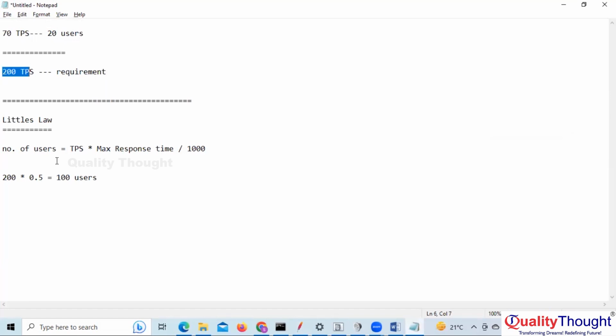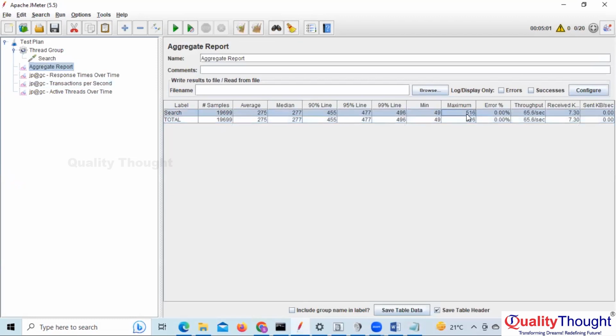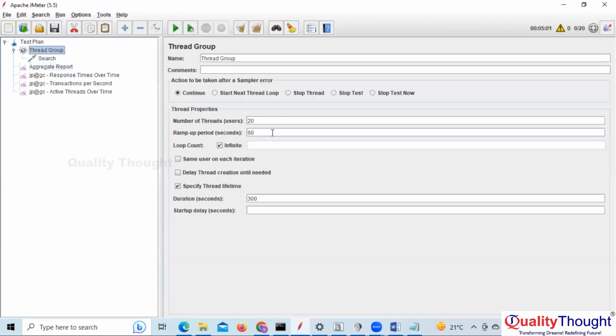But how do you calculate that? The number of users equals your target TPS. What is my target TPS? 200, into my max response time. What is the max response time you got in this test? You can see that in the aggregate report, right? My max response time is 500 milliseconds. So I gave that here, divided by 1000. So you are getting 100. So 100 is my target, right? If you run this test now with 100 users, you will achieve your target.